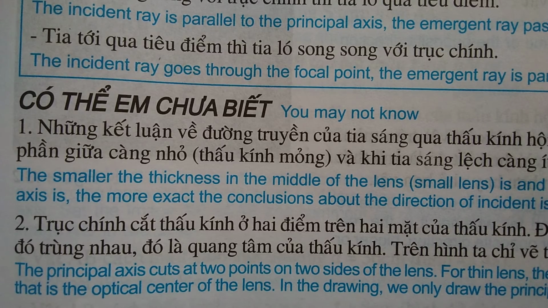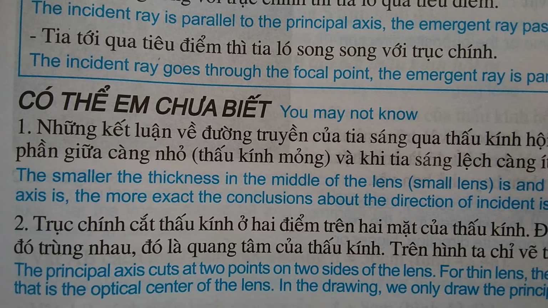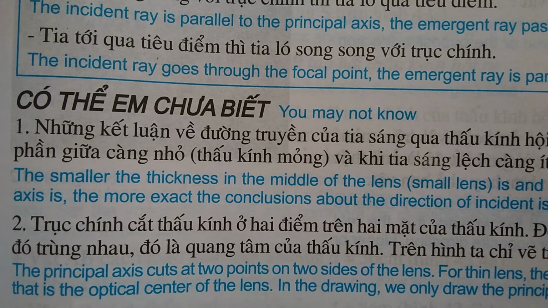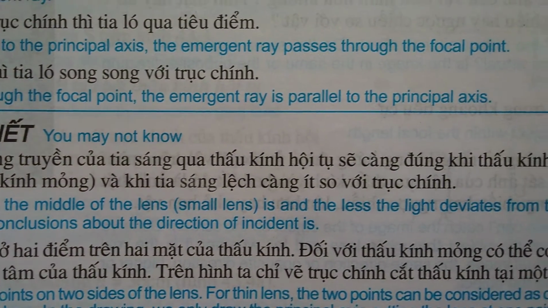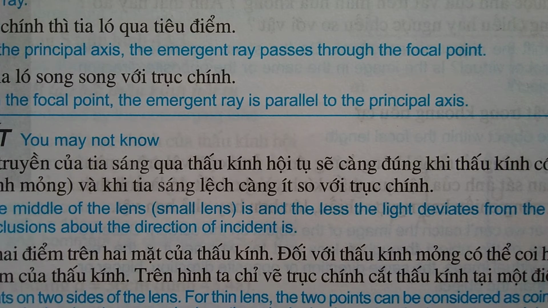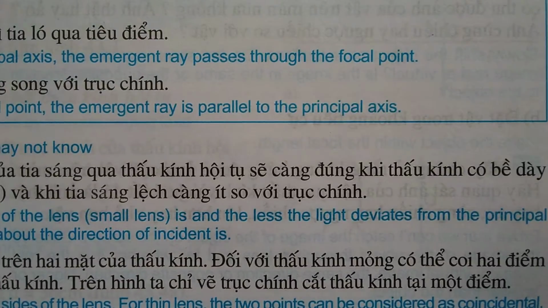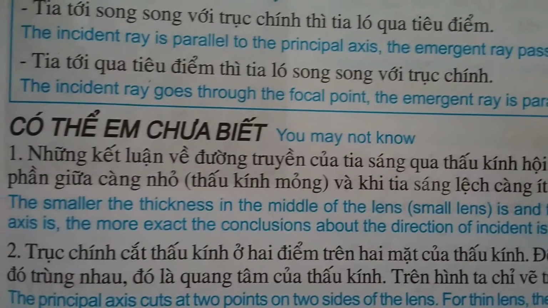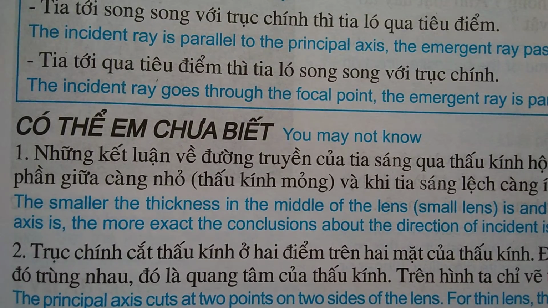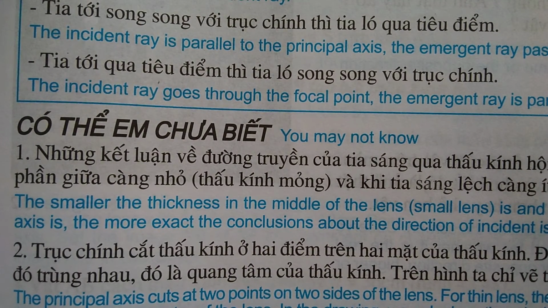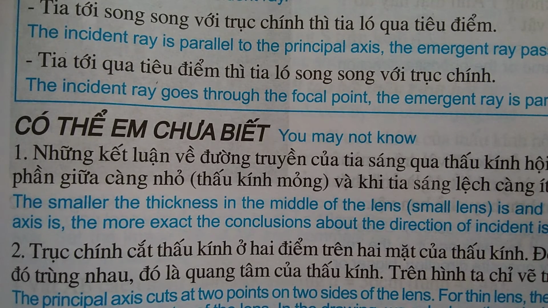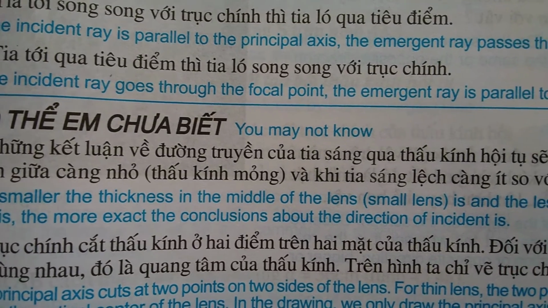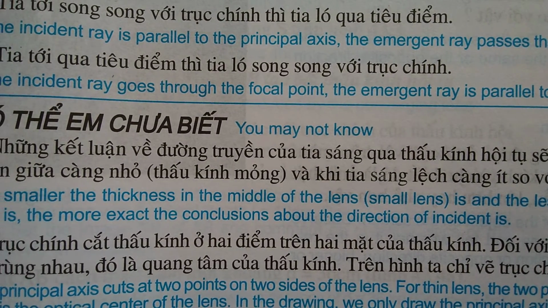You may not know: the smaller the thickness in the middle of the lens, the thinner the lens is, and the less the light deviates from the principal axis, the more exact the conclusions about the direction of the incident ray are.